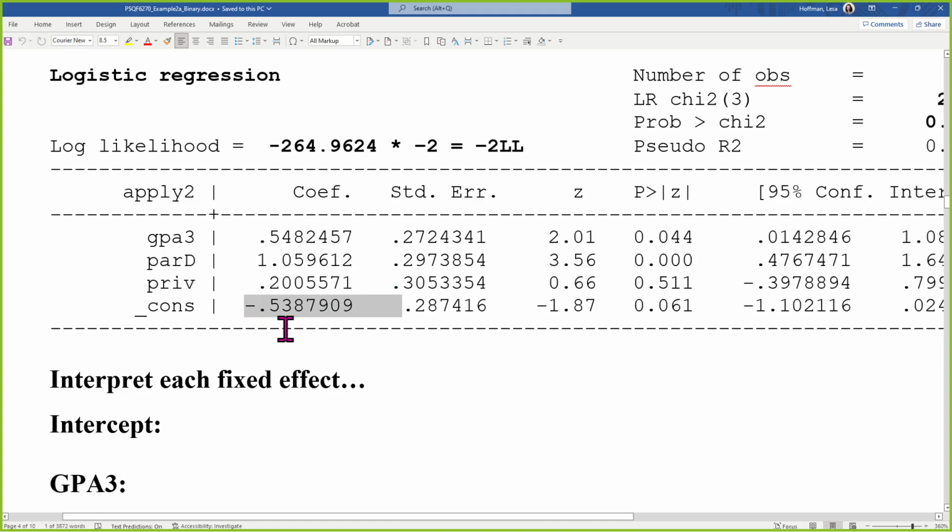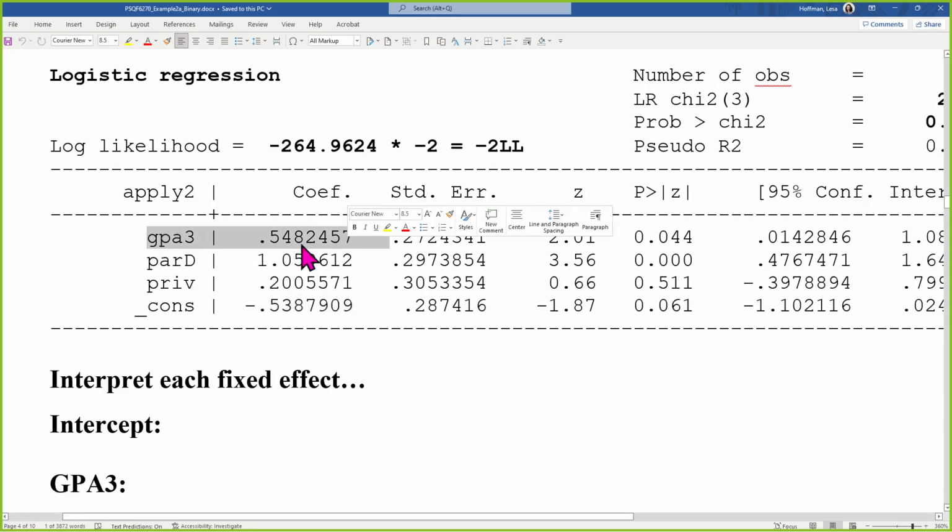The logit is minus 0.54 for what kind of reference person? Someone with a GPA of 3, whose parents do not have graduate degrees, and who went to public university instead of private. Now, a logit of minus 0.5 tells us that that reference person has a probability lower than 50-50 because it's negative. Beyond that, I can't get more specific. It's negative, though. That means probability is less than 0.5.